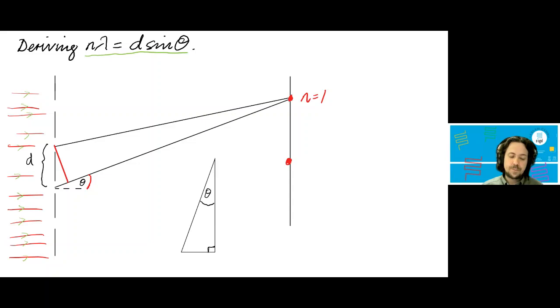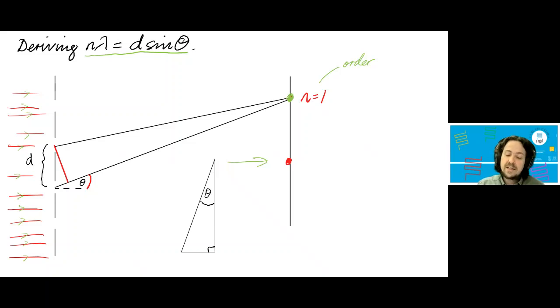Anyway, if I consider this spot here, then I can start to think about the geometry of what would cause this first spot. If we imagine this is my first order, or my first bright fringe, my laser's coming in and pointing straight at this point, and then my first bright spot is this one. We'd say that this is the order, n equals 1.